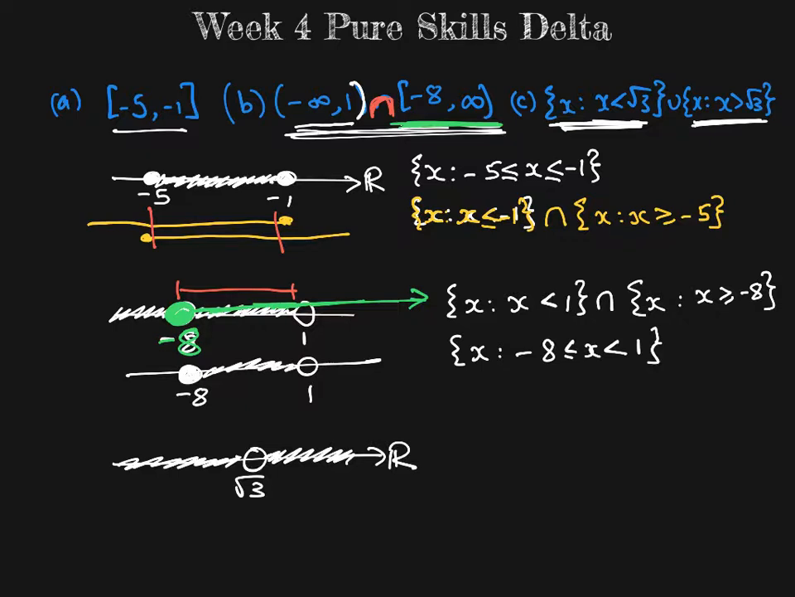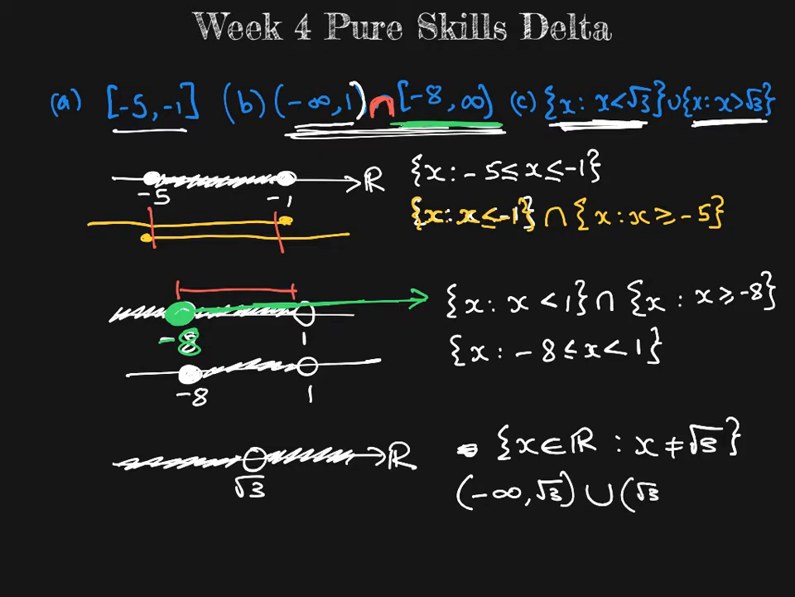So one way of writing that is that it is the x's that are real such that x is not √3. That's one way of writing it. And using interval notation, I could say it's everything from -infinity up to √3, but not including √3, combined with everything from √3, not including √3, all the way up to infinity.